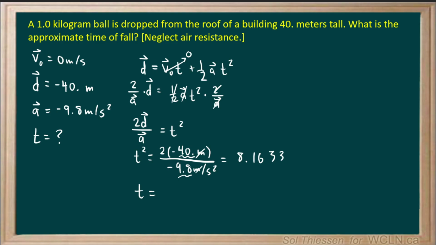So we'll take the square root of this number. We should find that it's equal to 2.9, this was in seconds squared, 2.9 seconds, rounded to 2 significant figures. So this is the final answer for this problem. This is approximately how long it will take for the ball to hit the ground after being dropped from a 40-meter tall building.